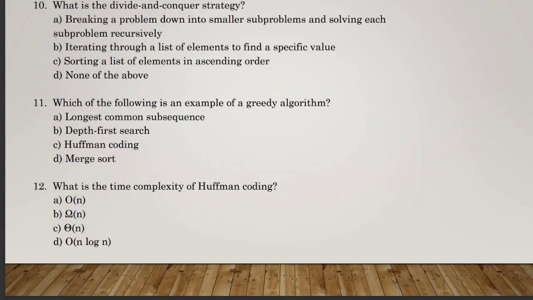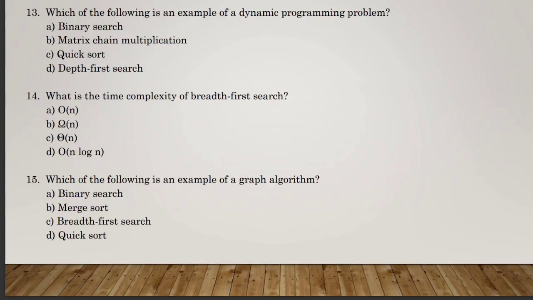10th, what is the divide and conquer strategy? The answer is A, breaking a problem down into smaller sub-problems and solving each sub-problem recursively. 11th, which of the following is an example of a greedy algorithm? The answer is C, Huffman coding. 12th, what is the time complexity of Huffman coding? The answer is D, order of n log n.